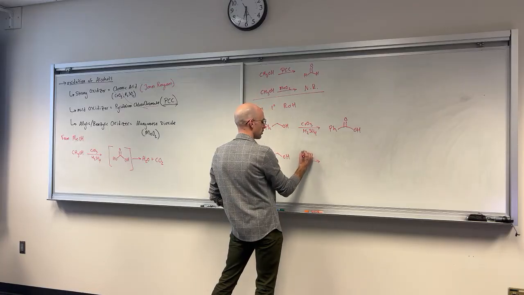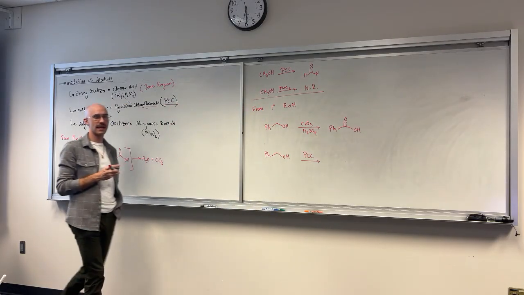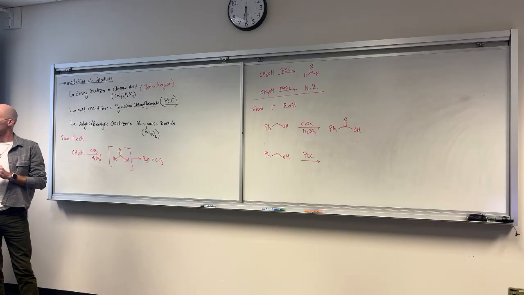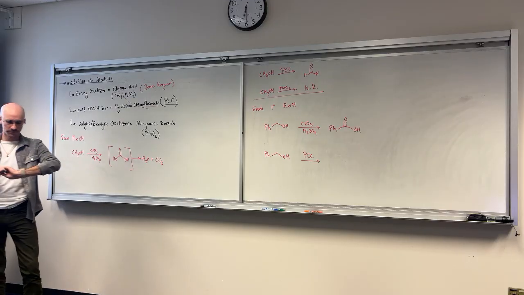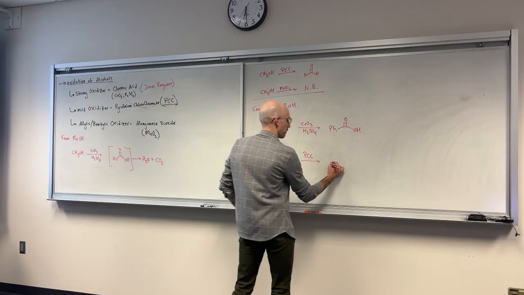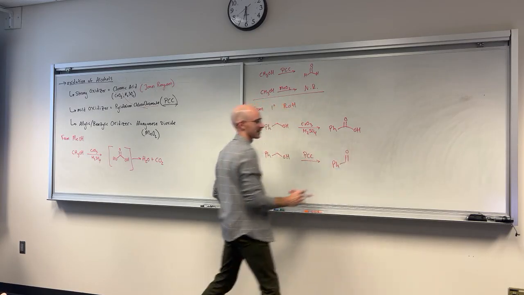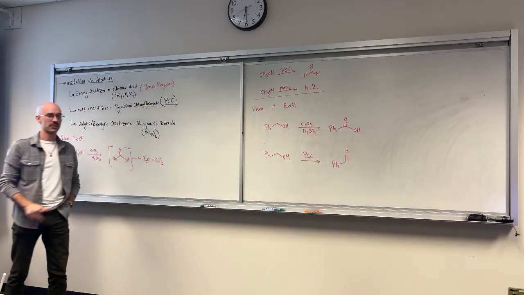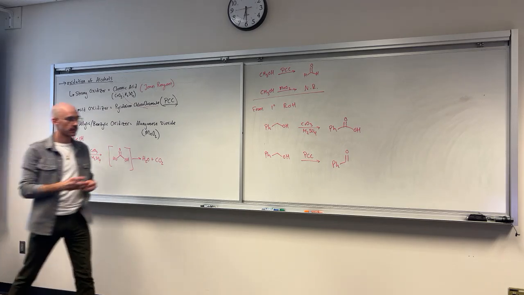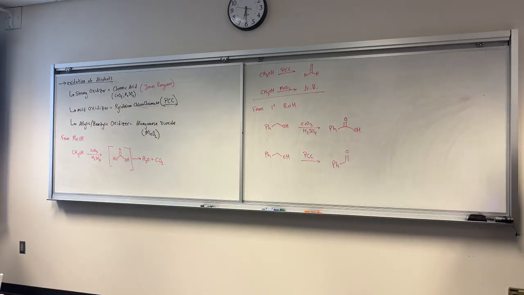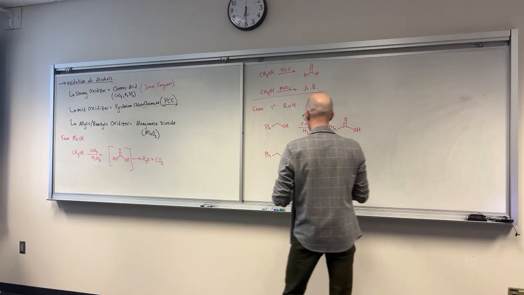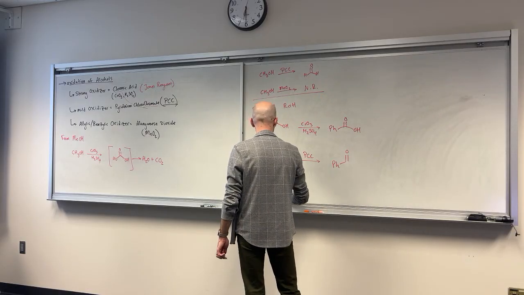How does this change when I use PCC instead? Do I still get a carboxylic acid? Here, I get benzaldehyde. Good. 1 of those 2 hydrogens has been removed. Can you draw PCC? I'll show it to you. Can't remember how many oxygens are there. Three oxygens, 1 chlorine. Oh, it's an ion. Oh, that's just pyridine. It's pyridinium.